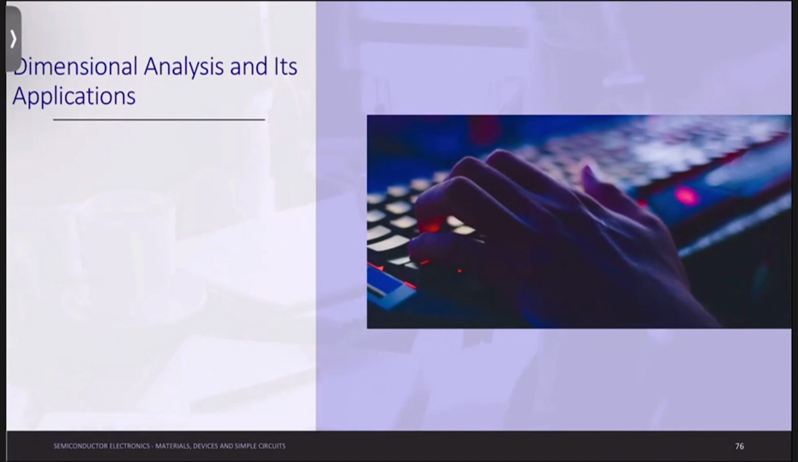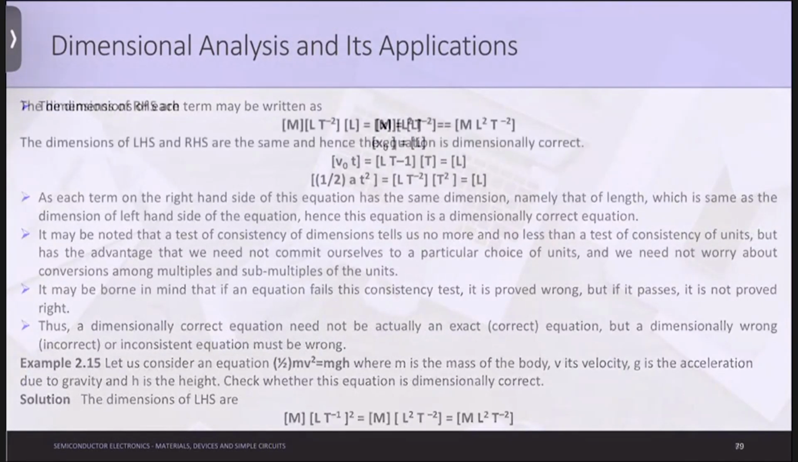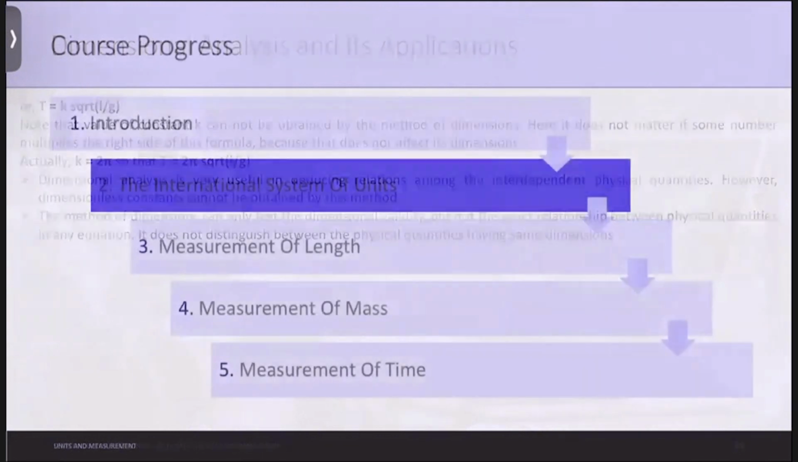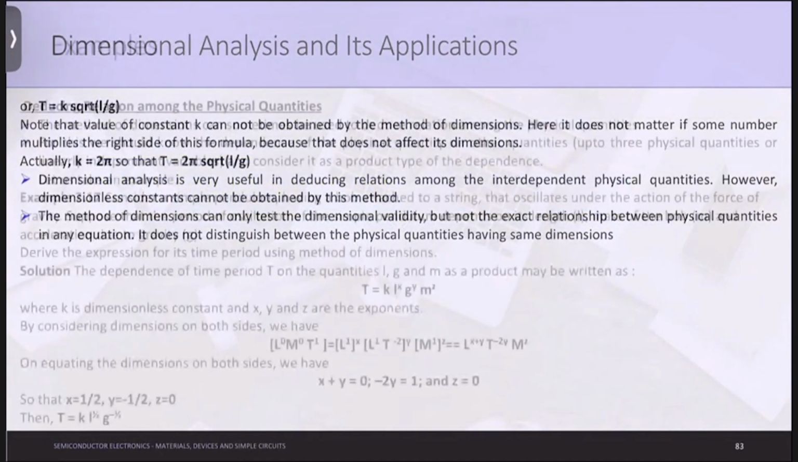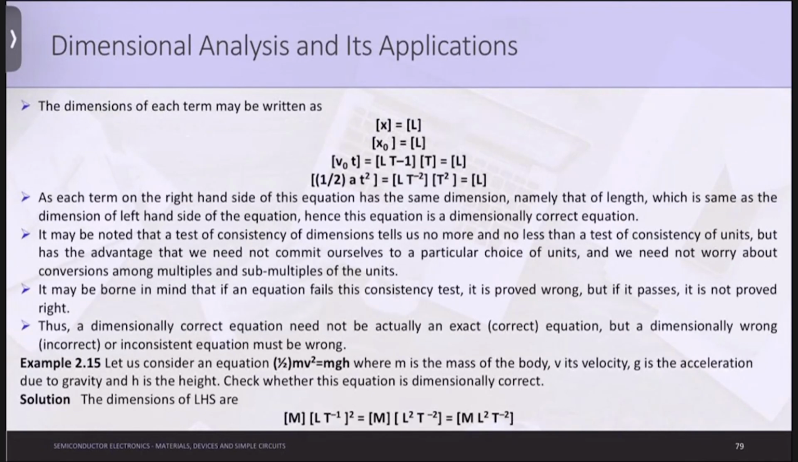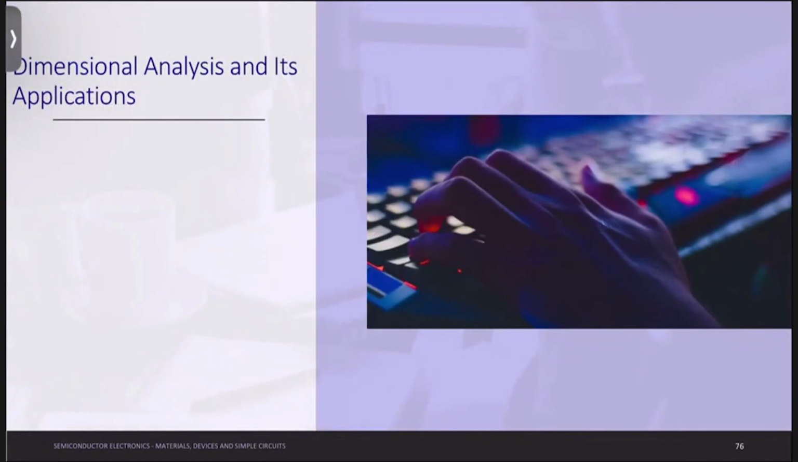Now let us move on to dimensional analysis and its applications. I think that is the last concept which we need to understand, and then we'll move on to some examples, and that would be the end of this complete discussion. So let us understand this concept very clearly. Dimensional analysis and its applications.